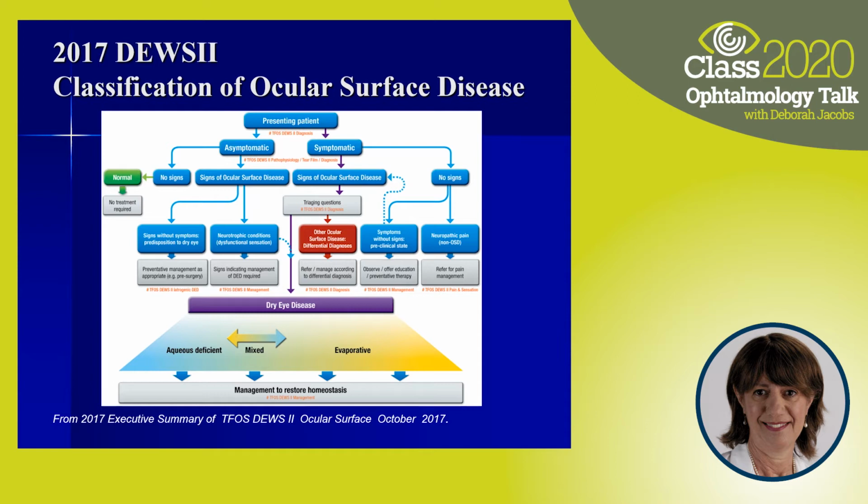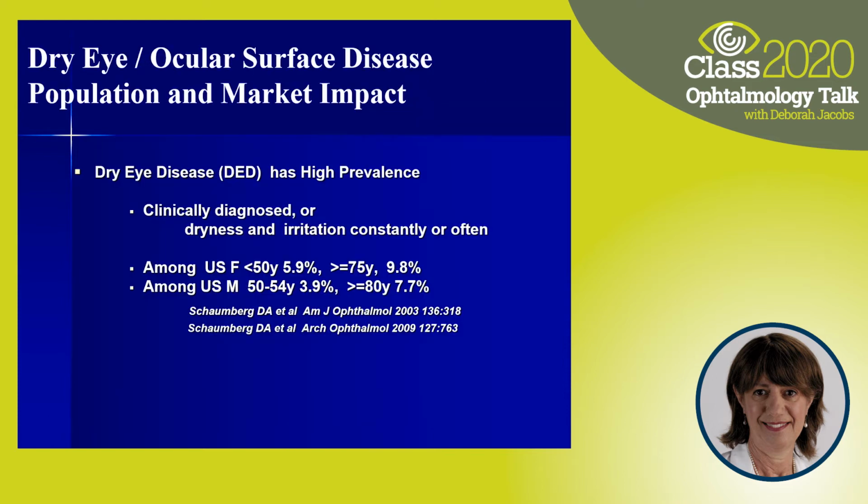Instead, we'll focus on those who are symptomatic, who do have signs, and then we go right down through this algorithm to dry eye disease, where we determine if it's aqueous deficient, mixed, or evaporative, and then we manage to restore homeostasis. Dry eye disease has high prevalence.